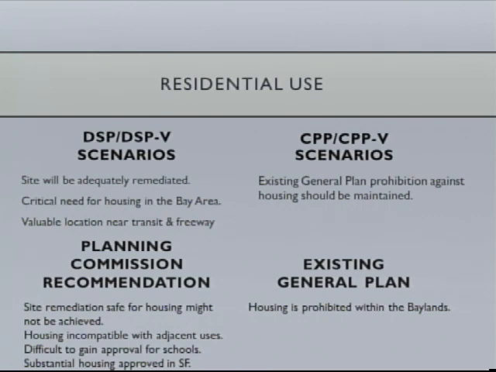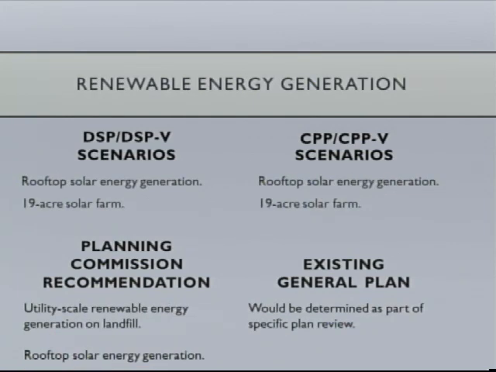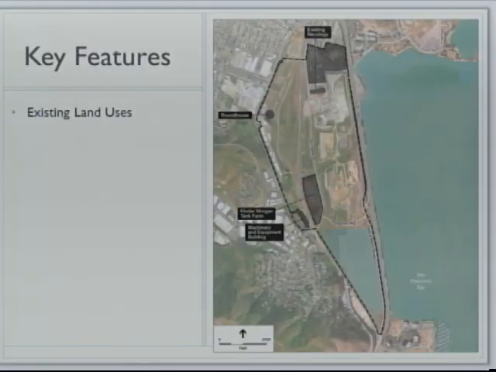And also there was a lot of discussion regarding the amount of housing that is approved and will be approved within San Francisco. So again, four very different approaches to looking at housing and four very different reasons for their conclusions. In relation to renewable energy generation, within the applicant's proposal and the community-prepared plan, rooftop solar generation and a 19-acre solar farm, the Planning Commission's recommendation is for utility-scale renewable energy on the landfill, in addition to rooftop solar energy. And in the existing general plan, that would be something you would review as part of the specific plan.